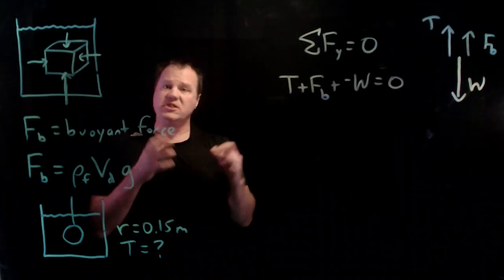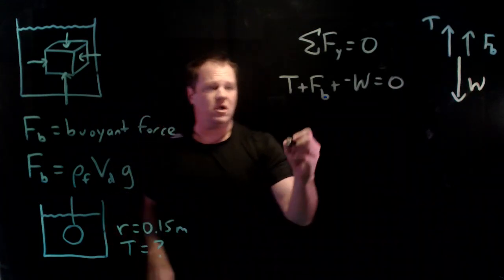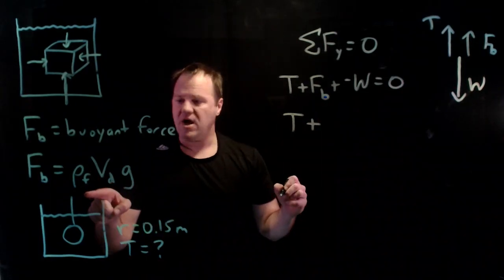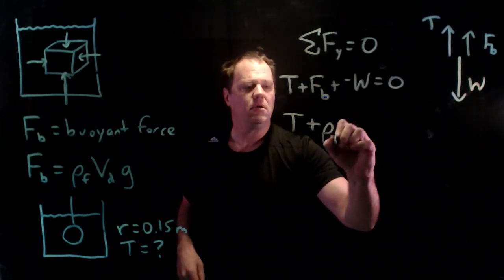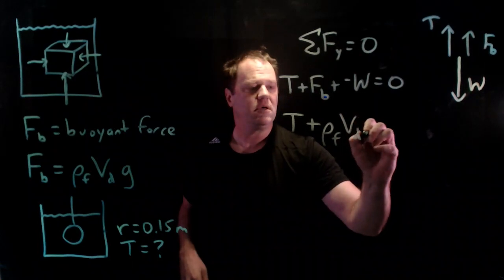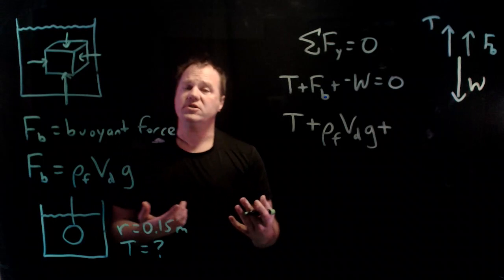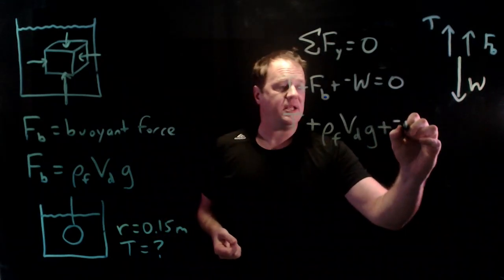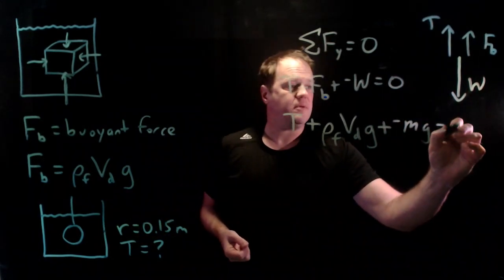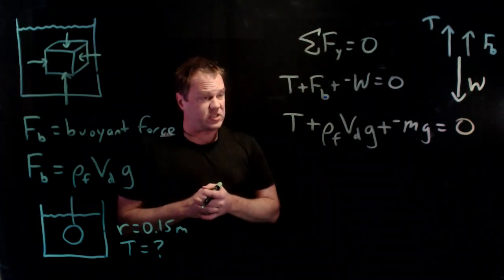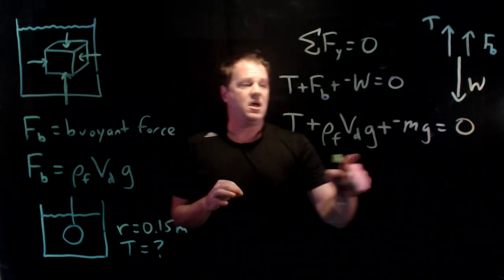So T is the unknown here, so we'll leave that alone. So I'll just rewrite T. And then I have buoyant force right here: density of fluid, volume displaced, times G. Okay, and then I have weight force. Typically we throw in M times G. So minus M times G. Okay, so I'm not ready to solve for T yet because I don't know M.